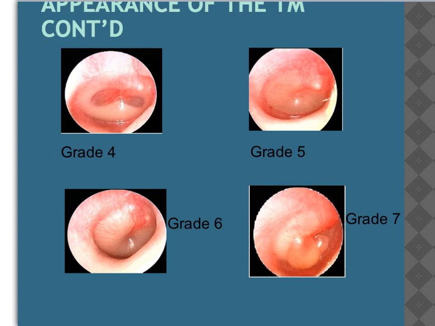There's erythema, complete effusion, opacification, and bulging. Grade 6 in the bottom left, another example of acute otitis media with erythema, bulging, a rounded donut appearance of the tympanic membrane. Grade 7 is not only an acute otitis media, but it technically is considered bullous myringitis.